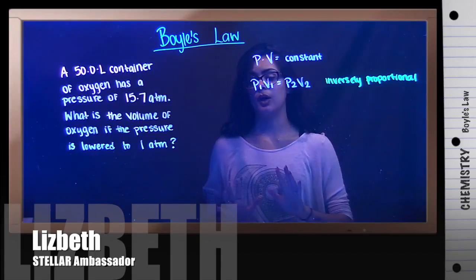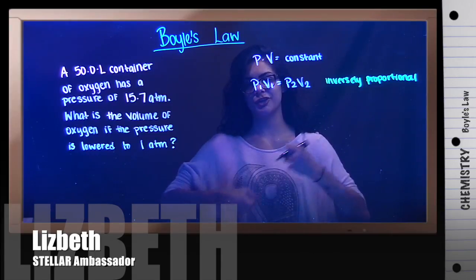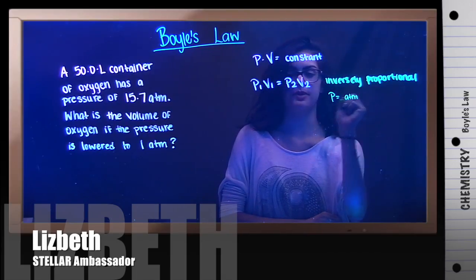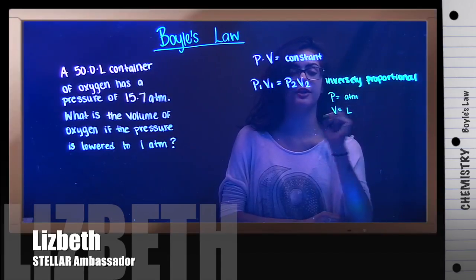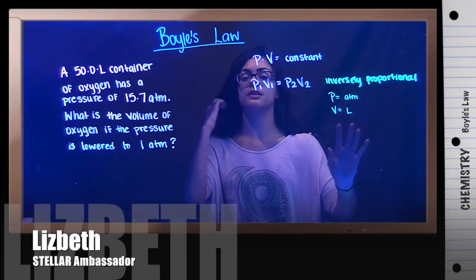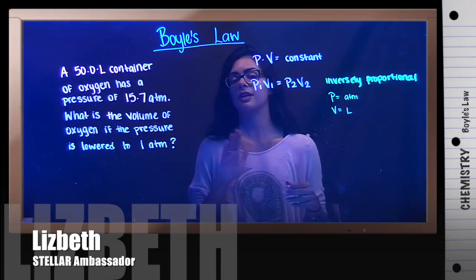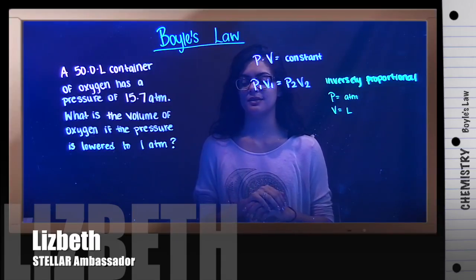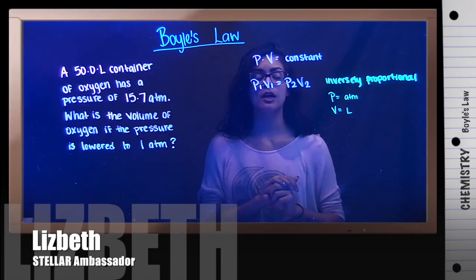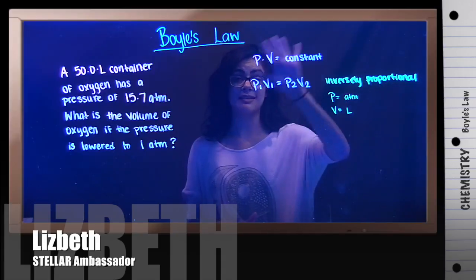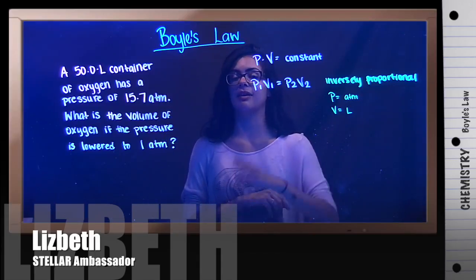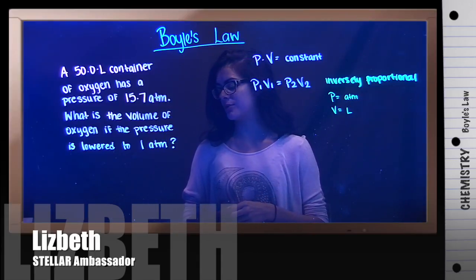All right, another thing I do want to note is that pressure should be in atmospheres, and volume should be in liters. Although for this particular problem, it's not super important to have your units be atmospheres and liters, it's a good practice to get into because when you get to the ideal gas law, you actually need it to be in those values. So that's basically Boyle's law. Pressure and volume are inversely proportional. If one goes up, the other one goes down. Pressure should be in atmospheres and volume should be in liters.